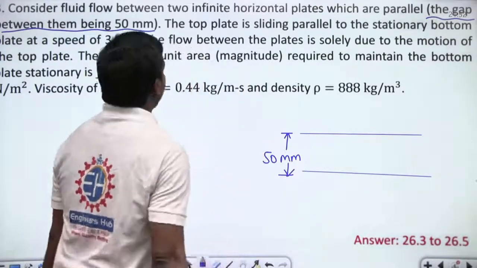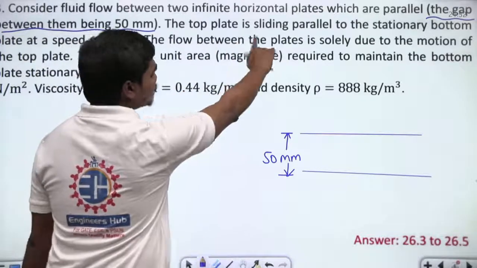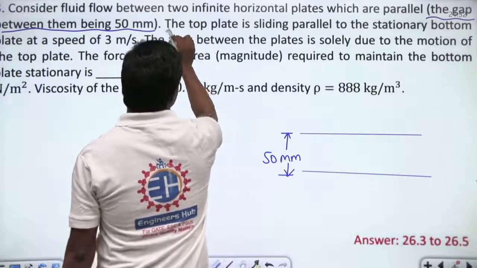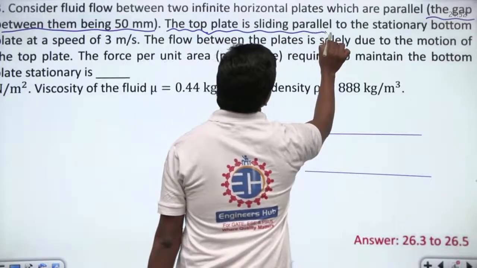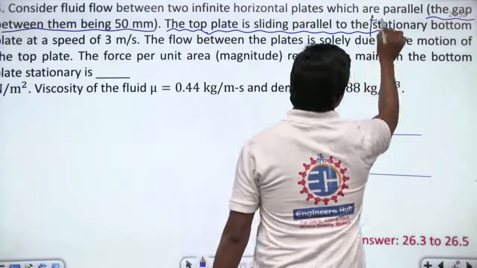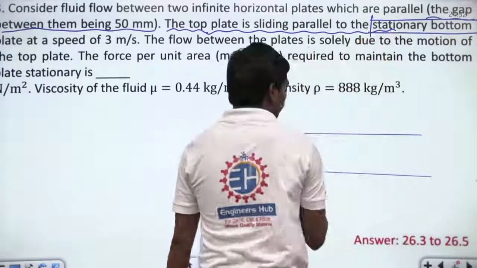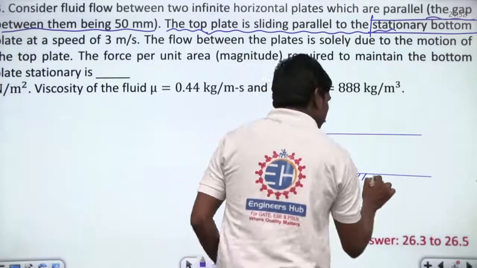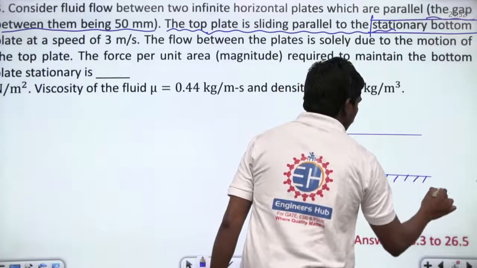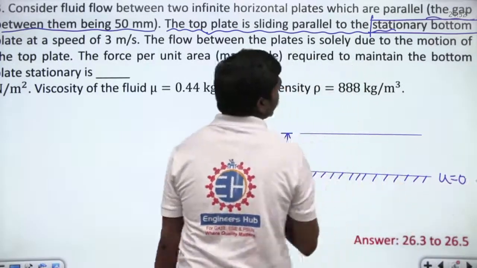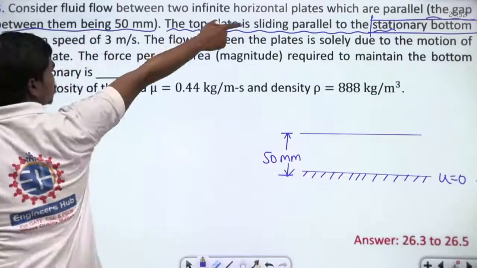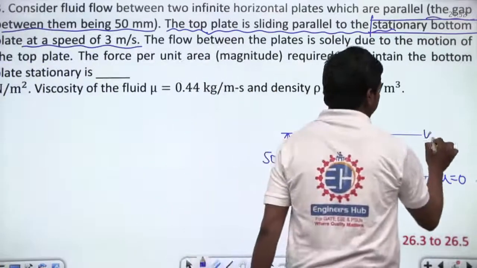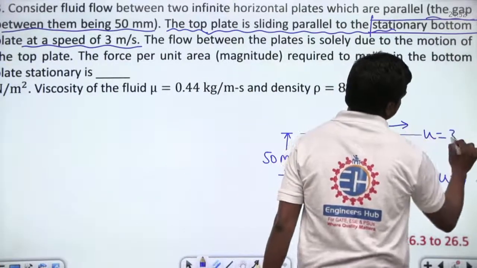Fine. Now the top plate is sliding parallel to the stationary bottom plate at a speed of 3 meters per second. This sentence gives us a lot of data. What do you mean by stationary bottom plate? This bottom plate is fixed. Correct? If this bottom plate is fixed, its velocity is 0 meters per second, of course, and the top plate is sliding at a speed of 3 meters per second. So this velocity u is in this direction, let us suppose.